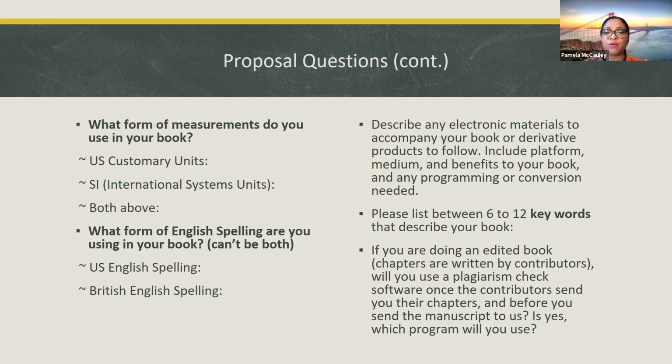And then of course your keywords. Use 6 to 12 keywords that describe your book, and make sure that these are terms that are relevant to your field right now, so that when folks start to look, your book will be something that would come up.